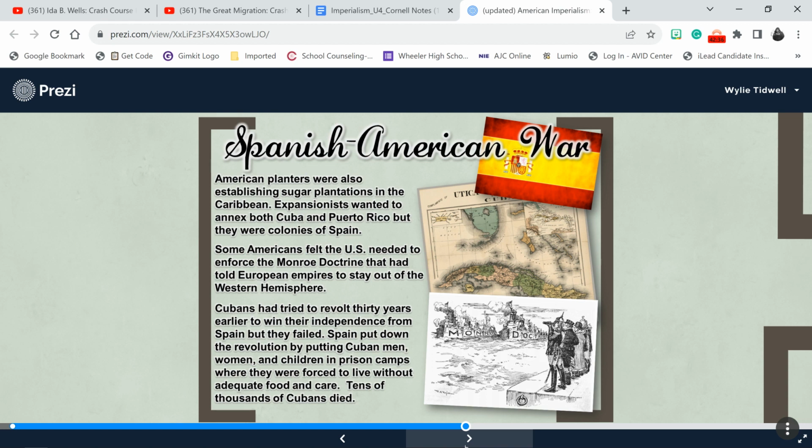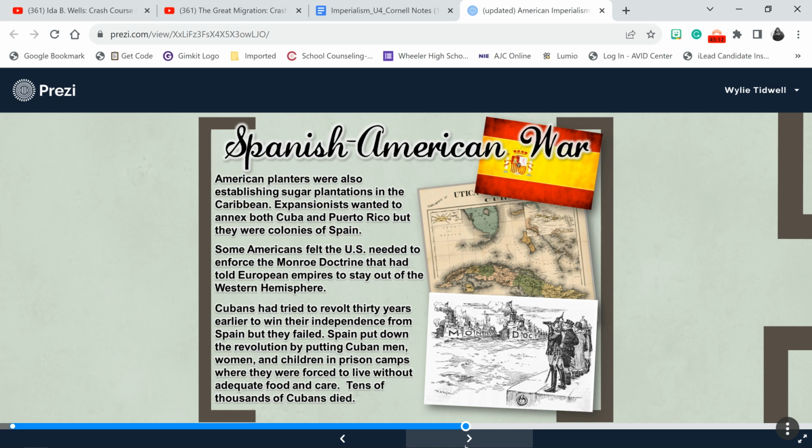So American planters still want the sugar. Cuba, Jamaica, all these different places have great sugar plantations. Which one's the closest to us, though? Cuba, right? This also is going to set up a problem that we have with Cuba to this day. Is that clear there? So, some Americans felt that the U.S. needed to enforce the Monroe Doctrine. Y'all remember that? It told European empires to stay out of the Western Hemisphere. Is Cuba in the Western Hemisphere? Yes, they are. So you got me so far on that?